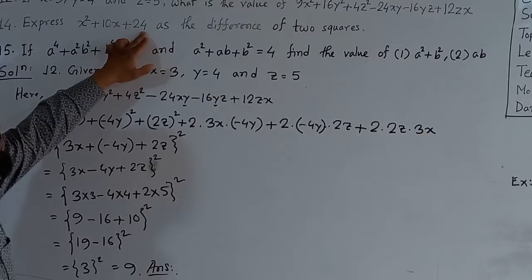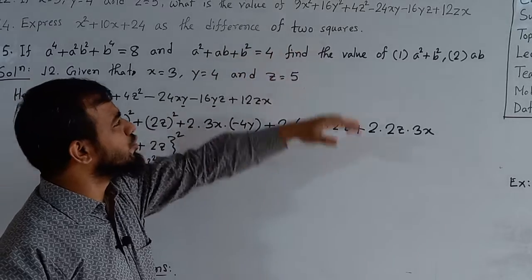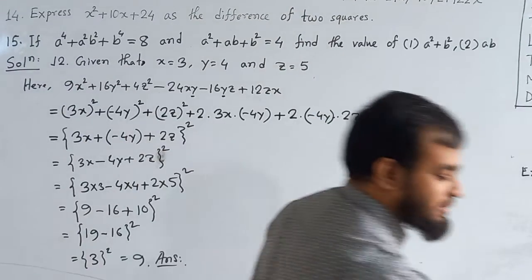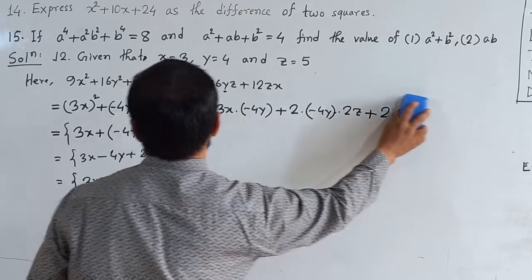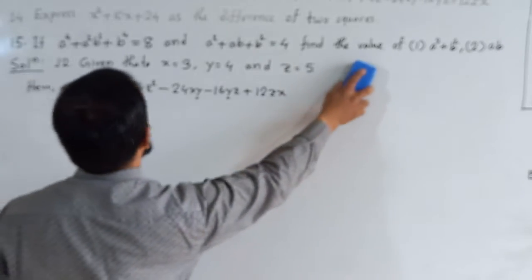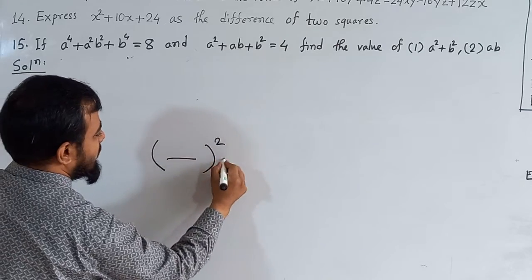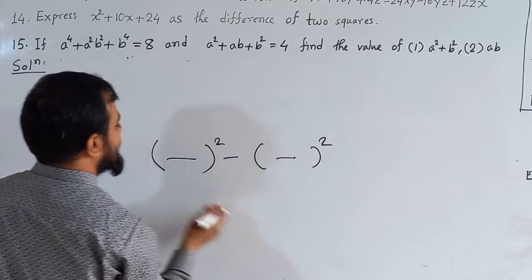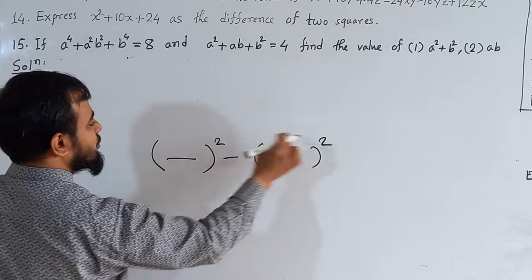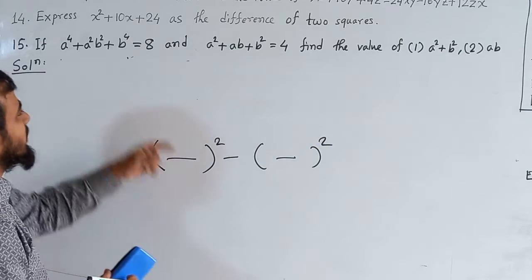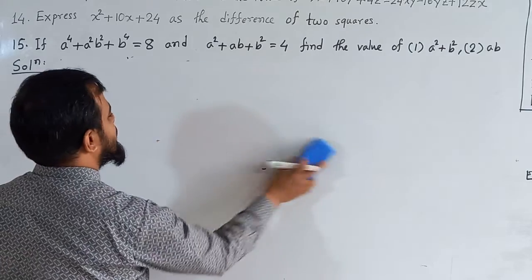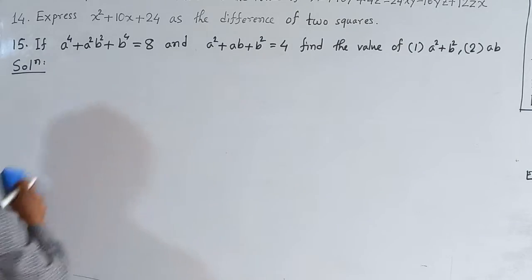Express x squared plus 10x plus 24 as the difference of two squares. Difference of two squares means what? We should write it as a squared minus b squared, this way. Suppose this one is a squared minus b squared. We should write the difference of squares for this expression in this way. So first of all, we need to create the factors of this expression.